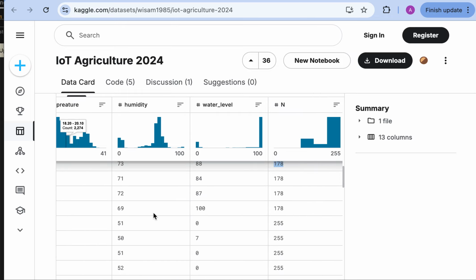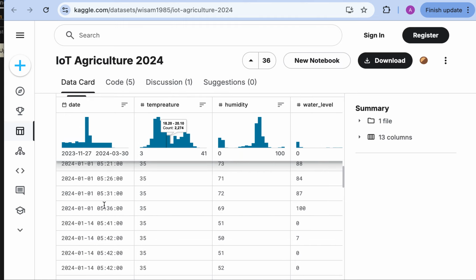So multiple readings are taken in a single day, as we can see here in the time column. Here one was taken at 5:36, then 5:41, 5:42, a minute later.